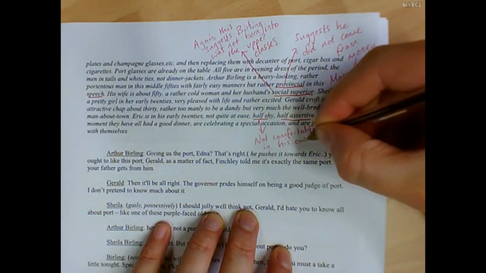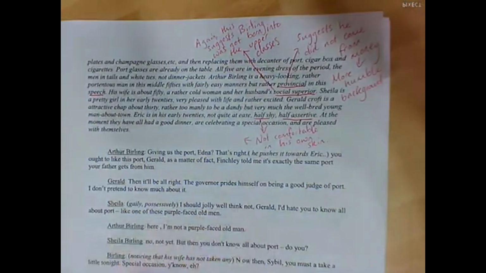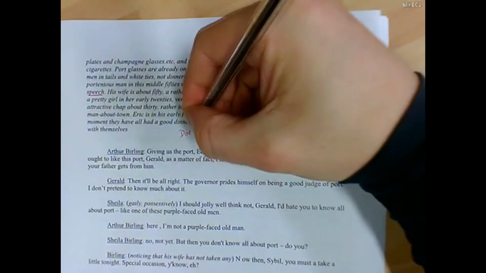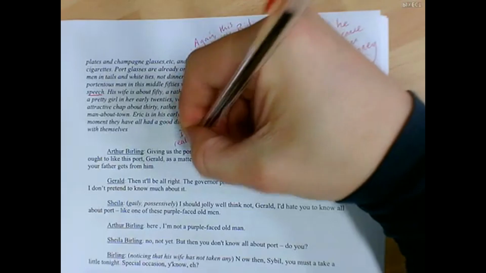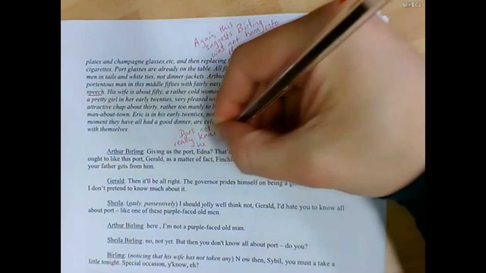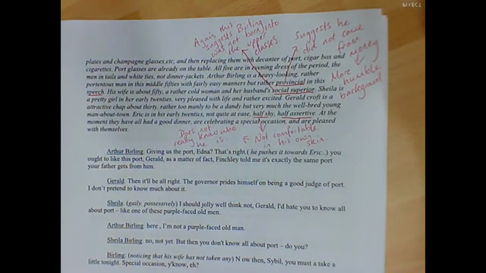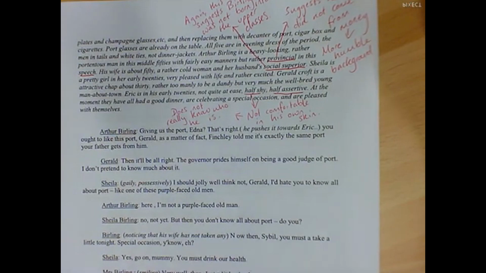The next part that is interesting to note is Eric's description. He is called half shy and half assertive. Now, this means that he perhaps is not fully formed as a person. We hear that he's in his early 20s. And it also shows that he doesn't really know where he is supposed to be, in the sense of he doesn't know how he fits into the world yet. He's not comfortable in his own skin. And this is something that is certainly borne out later on in the play.